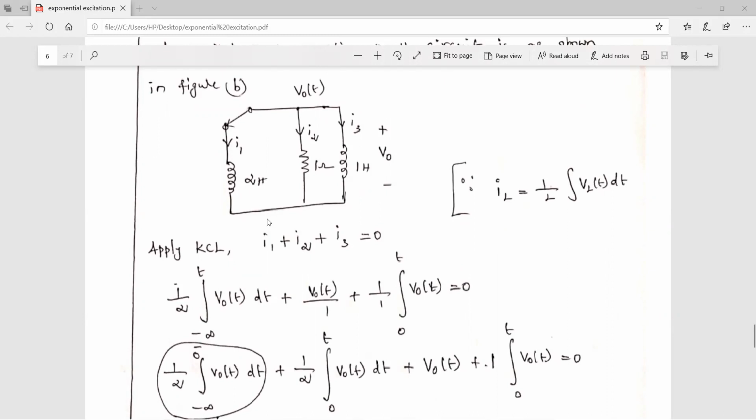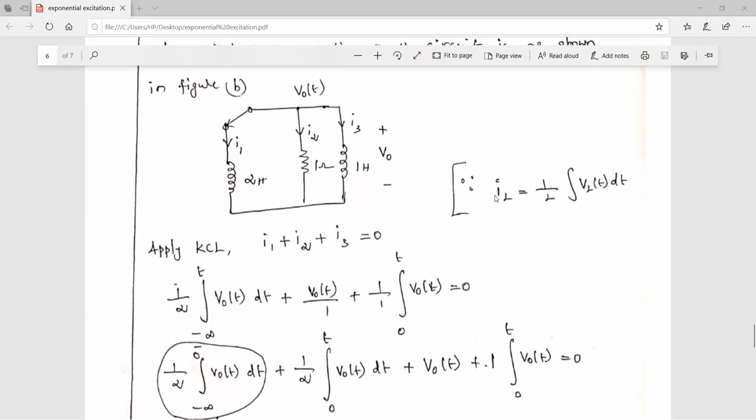Here I1 is the current flowing in the inductor. What is the formula for the current in the inductor? We start from the voltage across the inductor, which you know. What is the voltage across the inductor? L into di by dt.